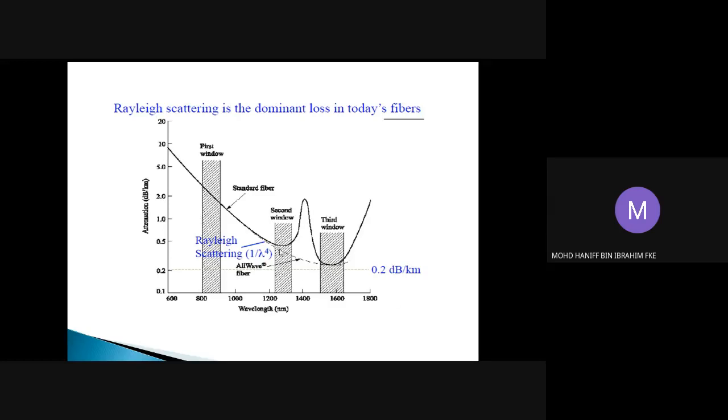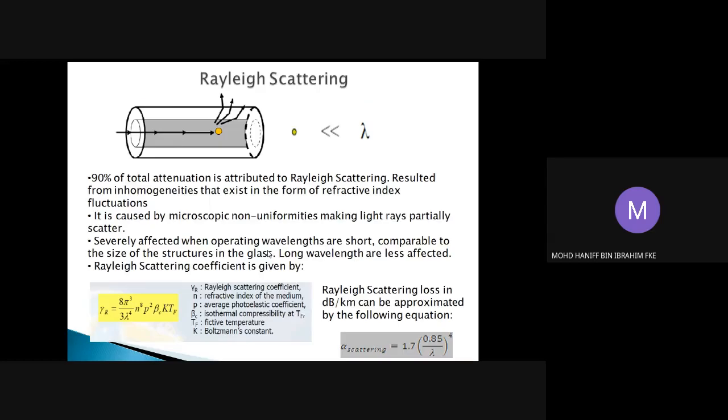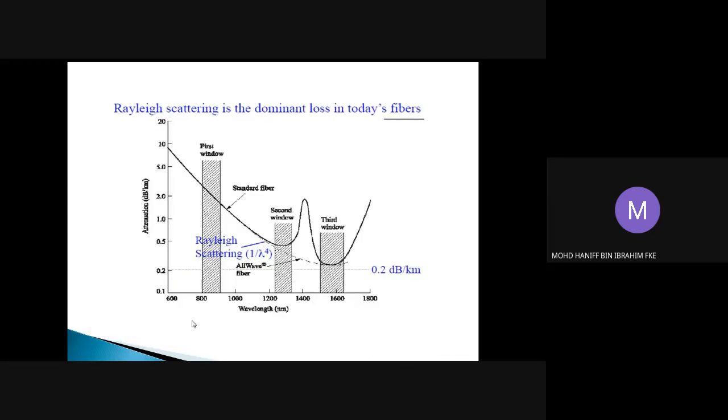All right, so this is the diagram that gives you the Rayleigh scattering effect. It shows that Rayleigh scattering is inversely proportional to lambda to the power of 4 based on this equation, and as lambda increases, the scattering reduces. You got the point there.